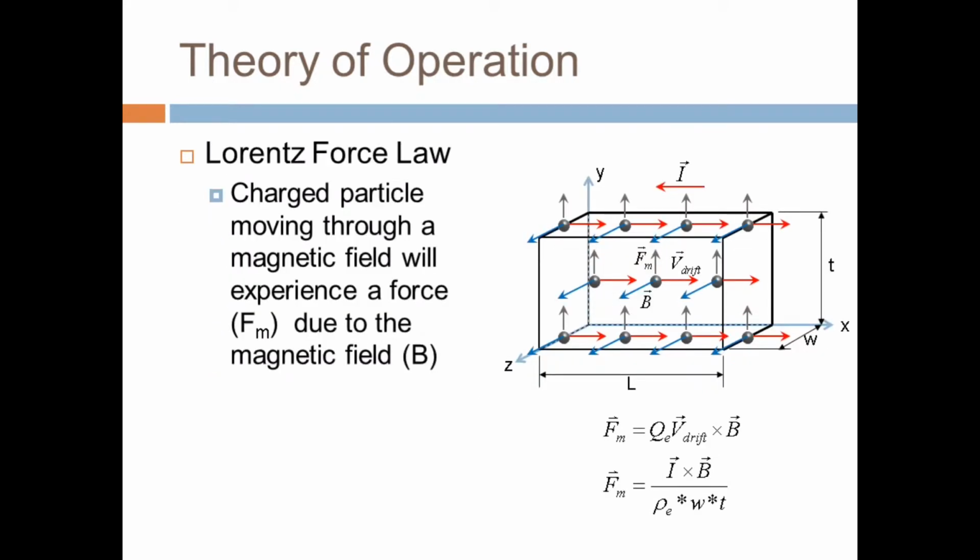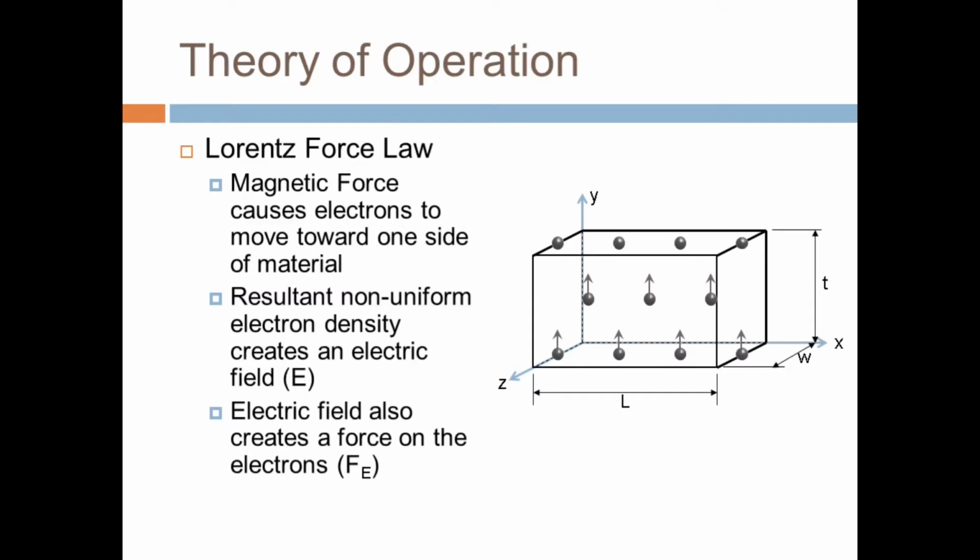The Lorentz force law states that a charged particle moving through a magnetic field will experience a force. The force is given by the vector cross product of the drift velocity and the magnetic field vectors and scales with the charge of the particle in question. Now back to our slab model.